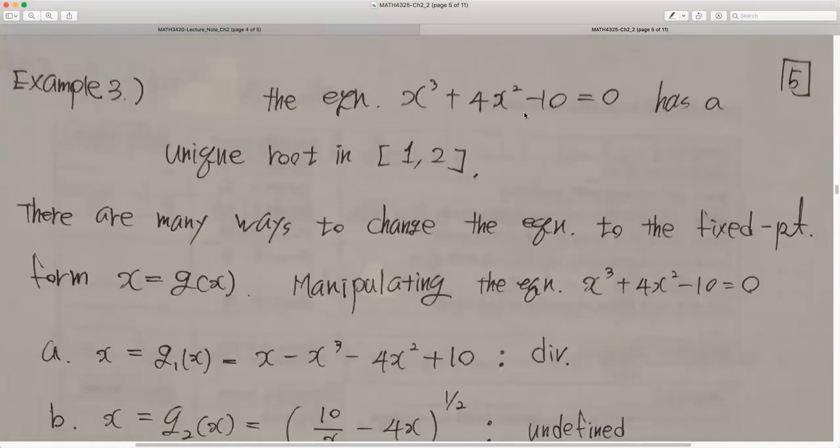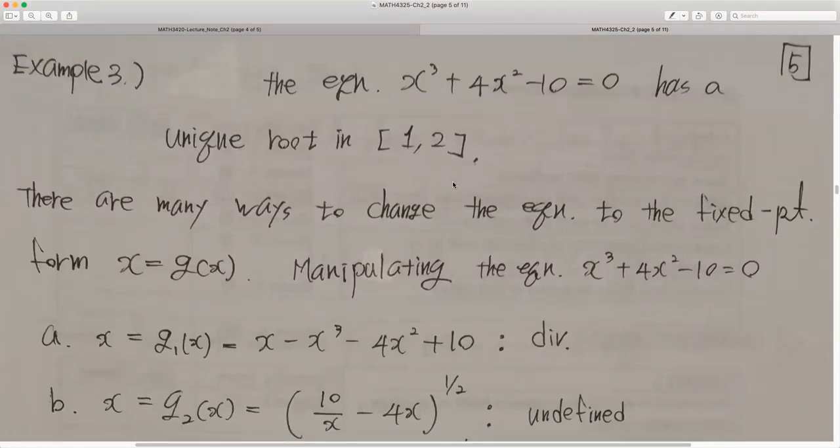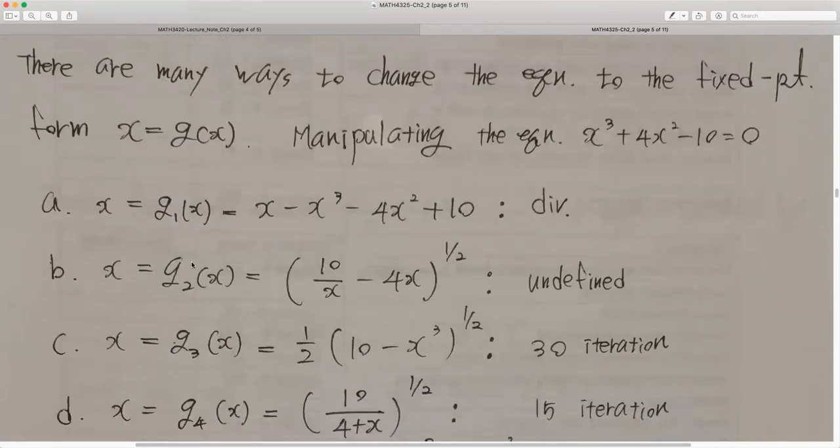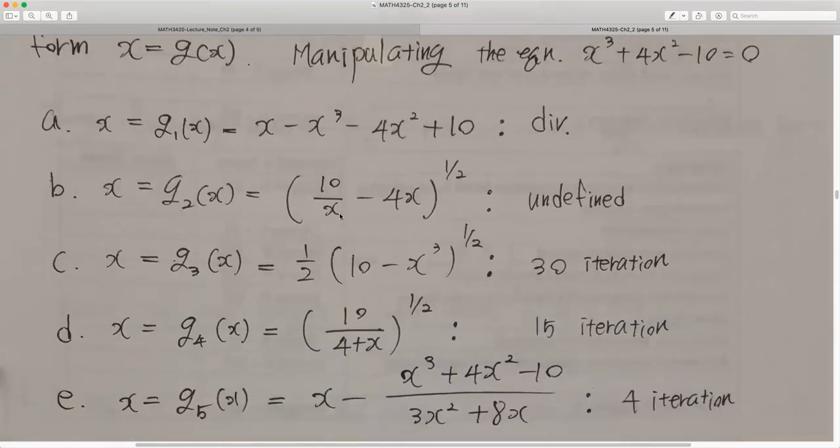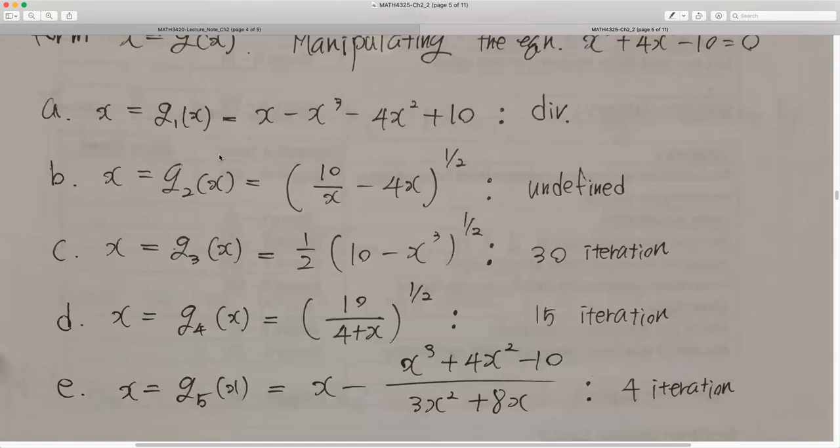For the given equation, we want to find the unique root in the closed interval [1, 2], and then we transform the root finding problem to the fixed point form x equals g(x). There are a whole bunch of ways to define g(x). There's g sub 1 to g sub 5, and you can see that each definition gives completely different results. For g1, it just diverges, and for g2, in the case where we define g like this, it's undefined.